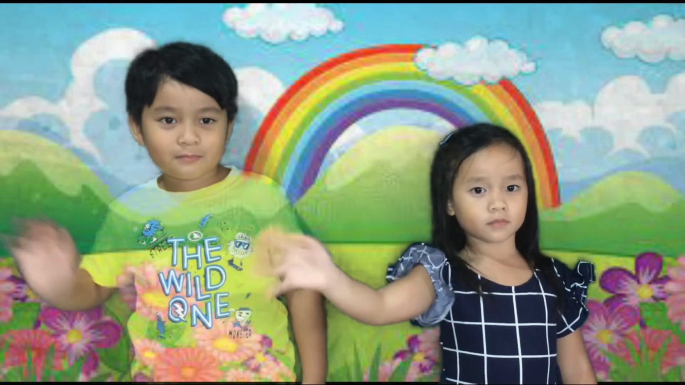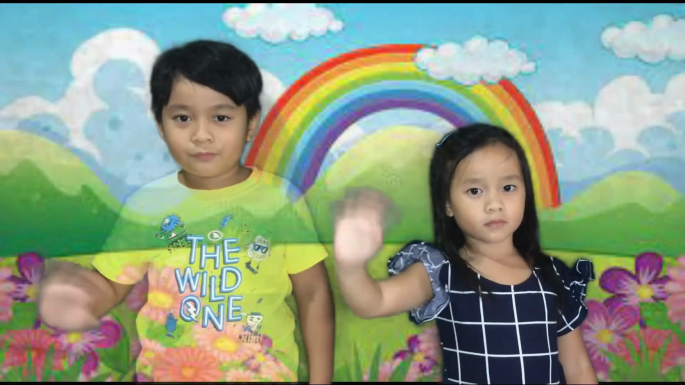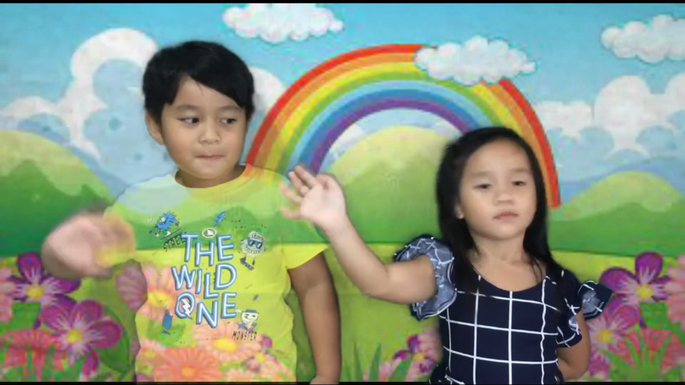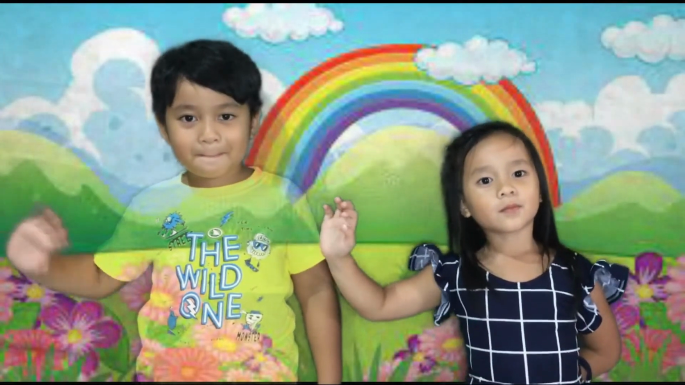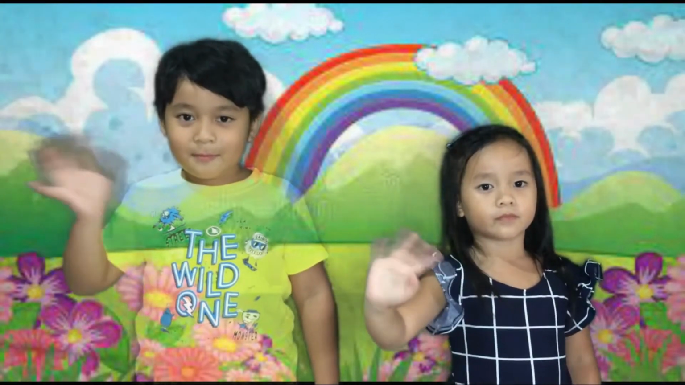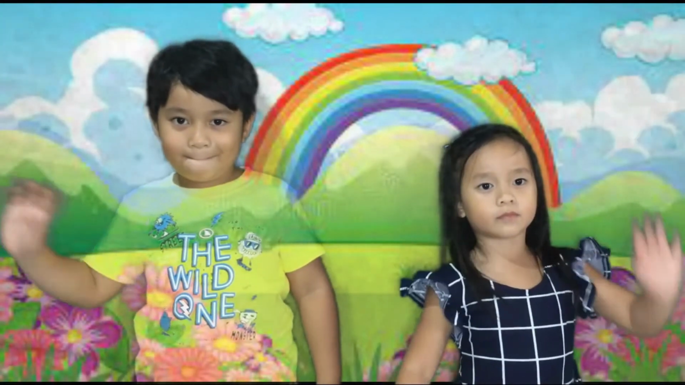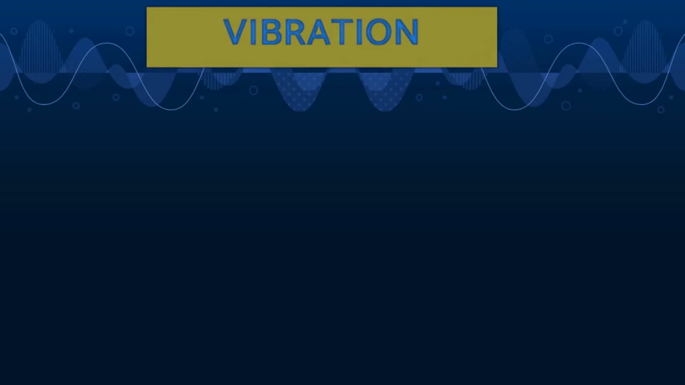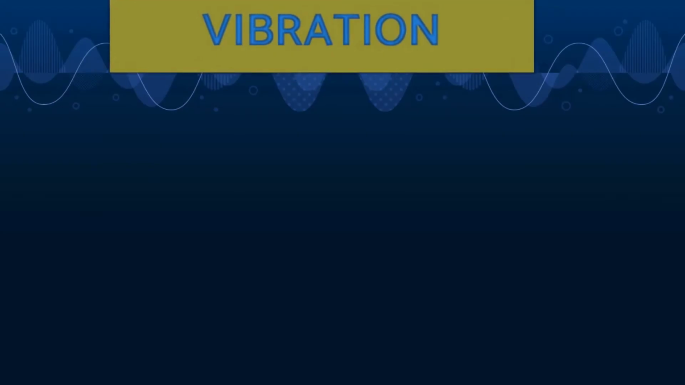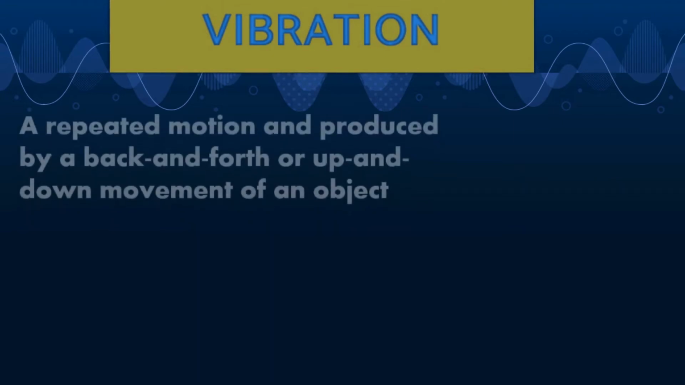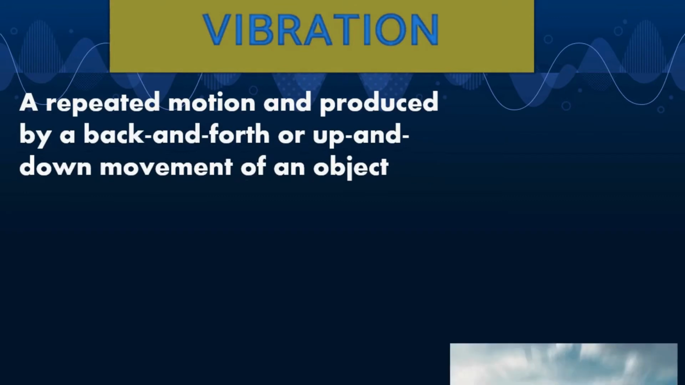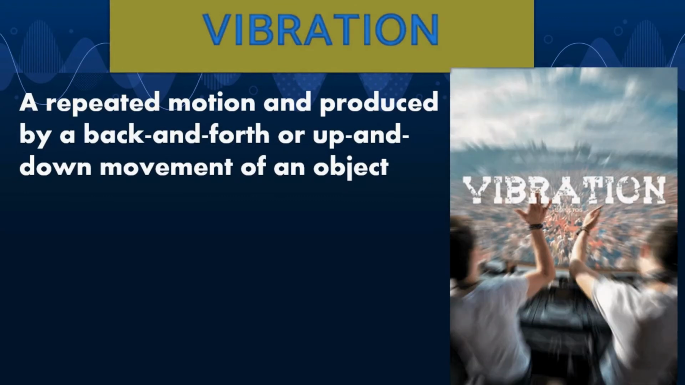What can you say about these two kids? Yes, they are waving their hands. Observe how their palms move. How do you call that motion? In science, we call this vibration. So what is a vibration, class? It is a repeated motion produced by a back and forth or up and down movement of an object, just like in the picture.